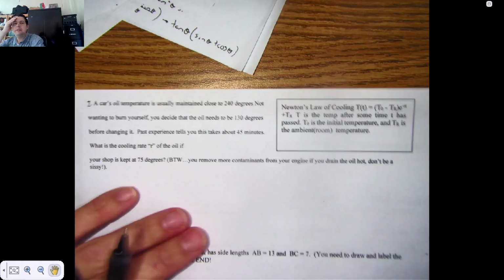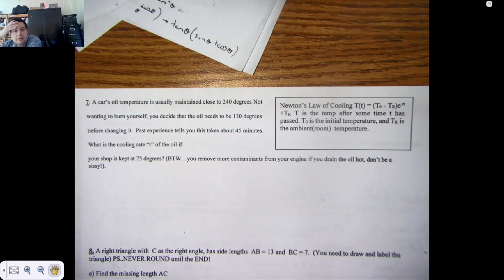7. Newton's law of cooling. A car's oil temperature is usually maintained at close to 240 degrees. Not wanting to burn yourself because you're a pansy, you decide the oil needs to be 130 degrees before changing it. Past experience tells you this takes about 45 minutes. What is the cooling rate, R, of the oil if your shop is kept at 75 degrees?